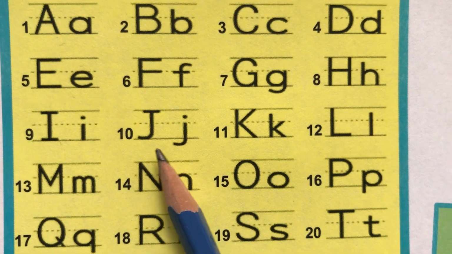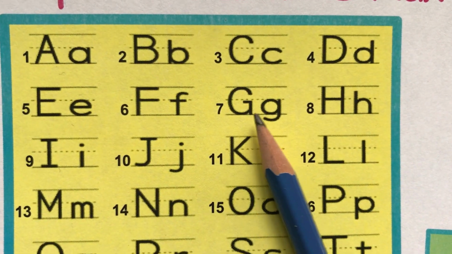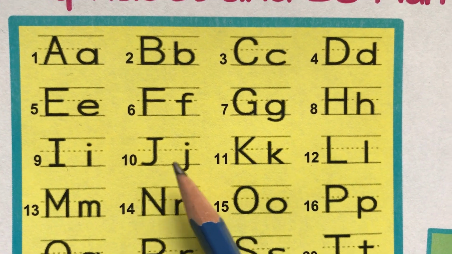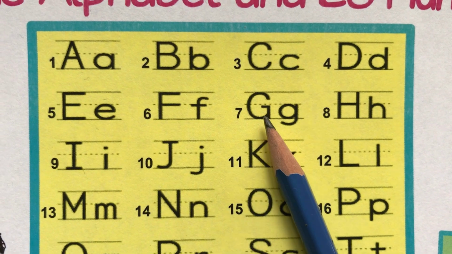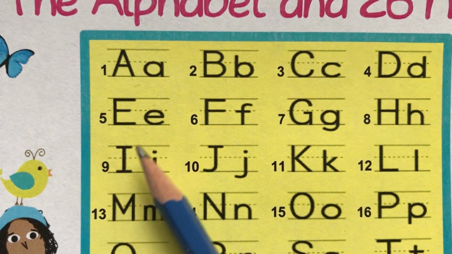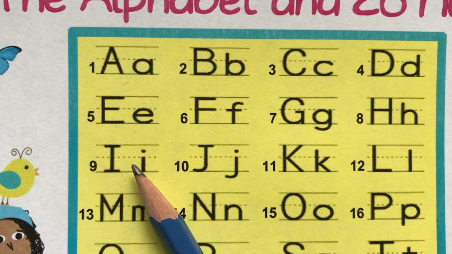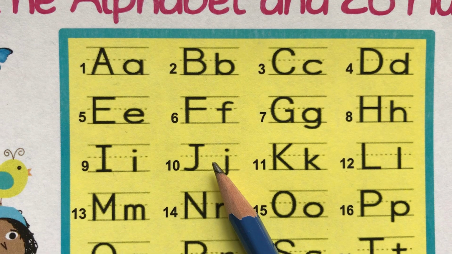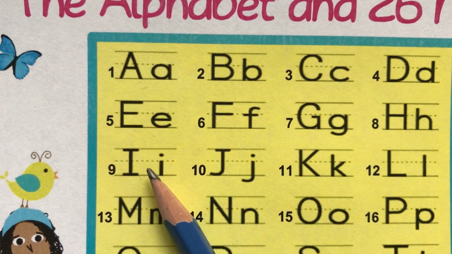10. J. Now let's not get J mixed up with G. This is G. This is J. G, J. G, J. E, I. E, I. J, G, E, I.